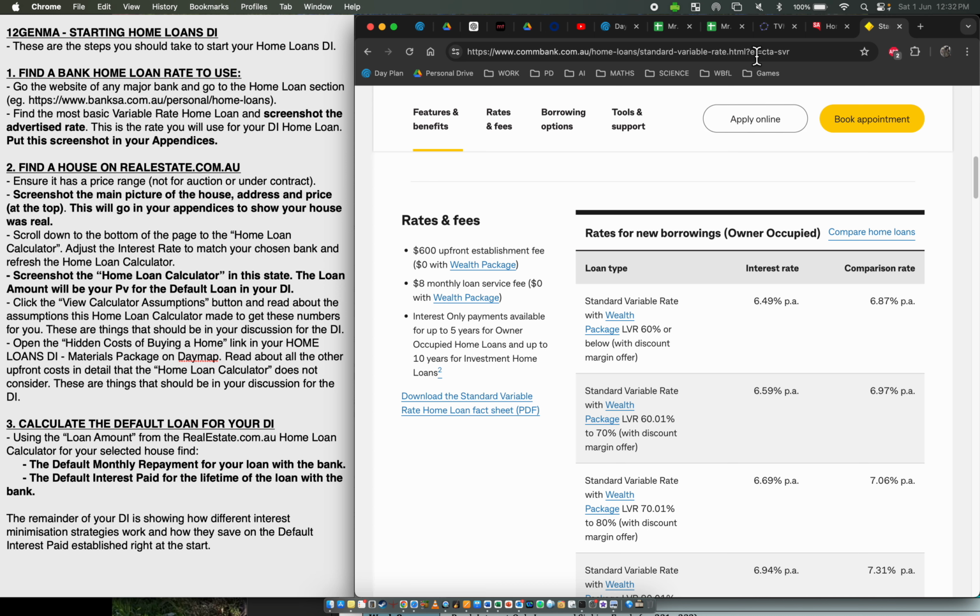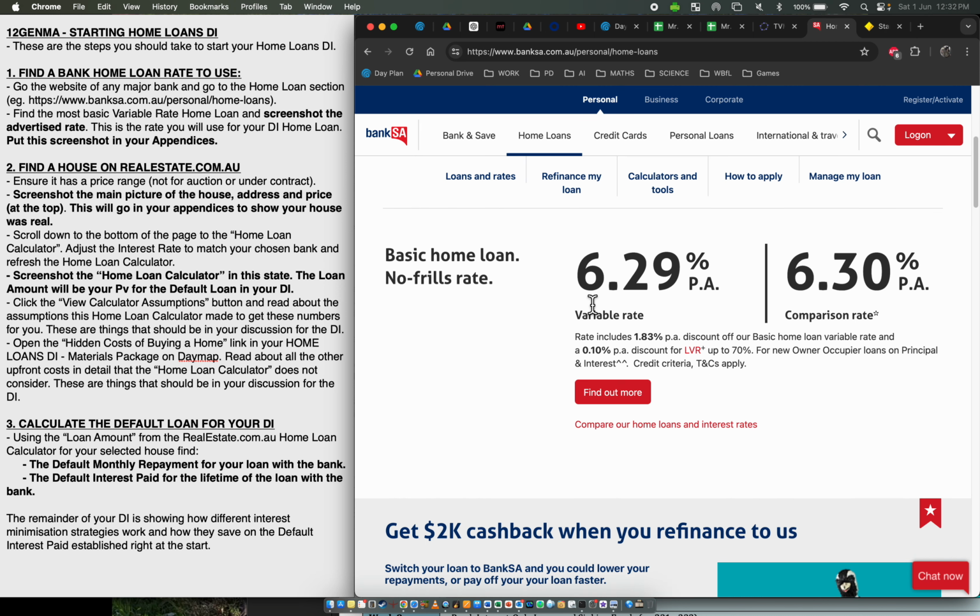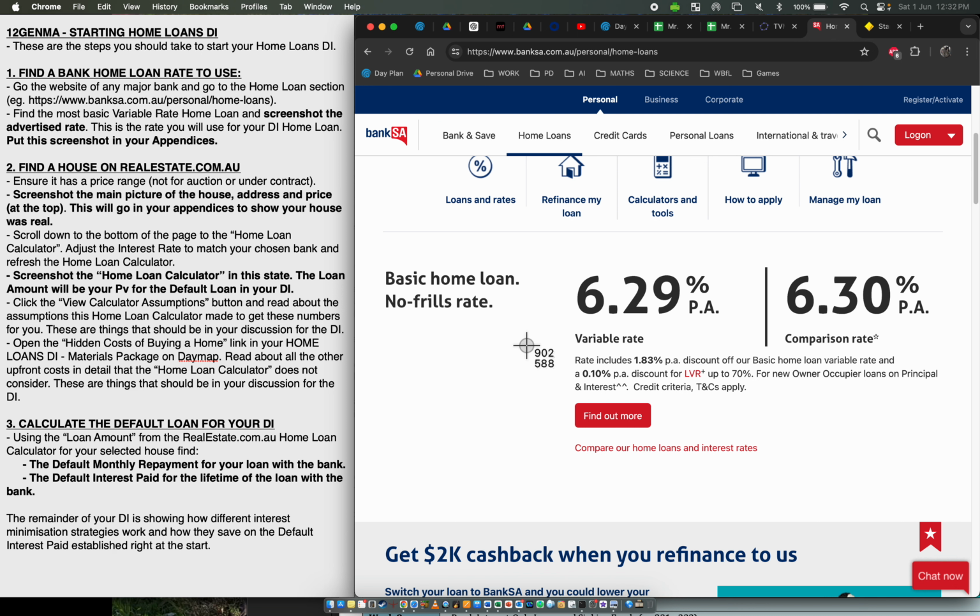So what you would do, I'm going to do the Bank SA one because it's so obvious. You screenshot it. Screenshot that area. And that would go into your appendices as justification for the interest rate that you're going to be using. It may be in your interest to also look at the conditions about this, but you just need a number to get started. So I'd be using 6.29% for my home loan DI.